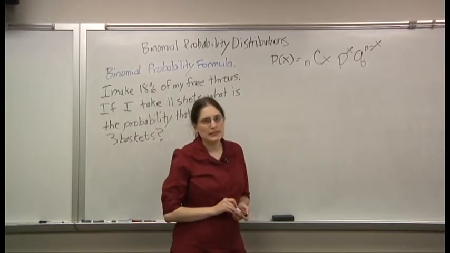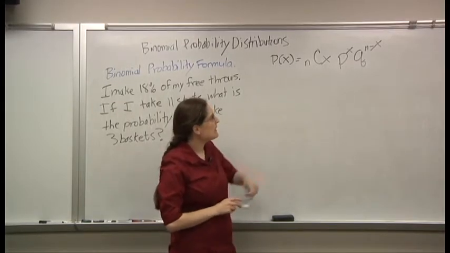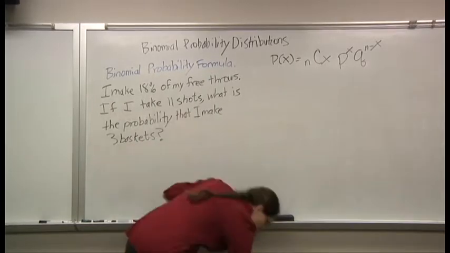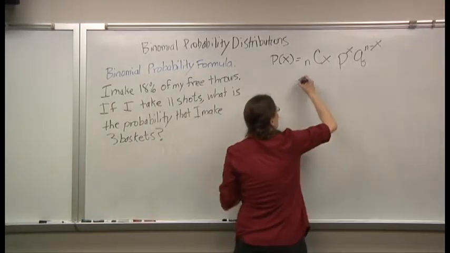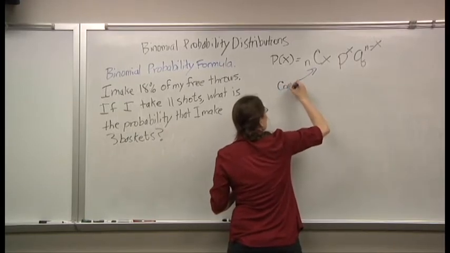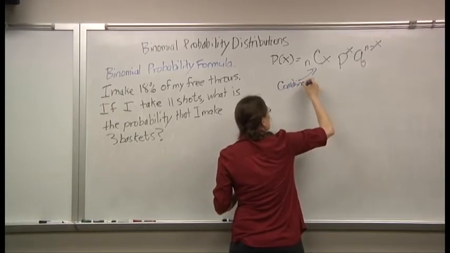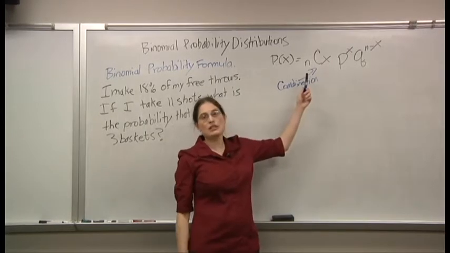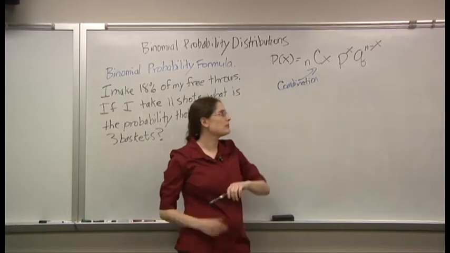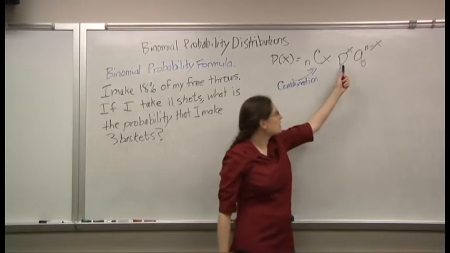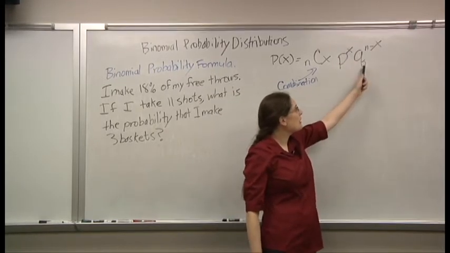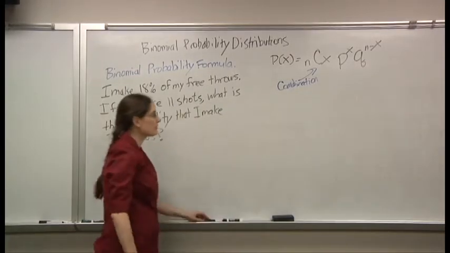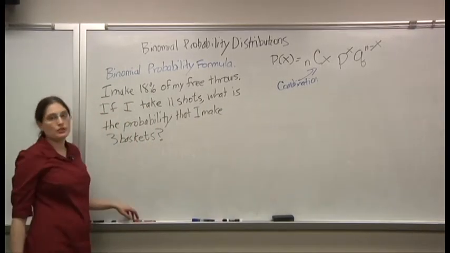Say what? What's this C? This is a combination from the counting video in the last chapter. This is P to the power X, Q to the power N minus X. So let's figure out what those 4 letters are.